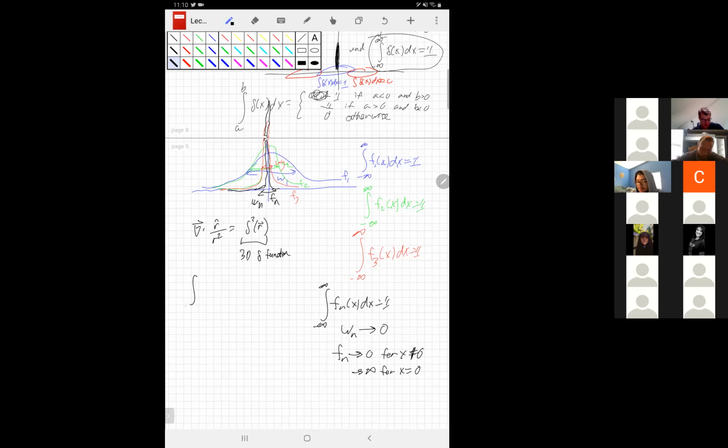It just means that the integral from x equals minus infinity to infinity, and y equals minus infinity to infinity, and z equals minus infinity to infinity of delta cubed of r, excuse me, dx dy dz, equals 1. Questions?